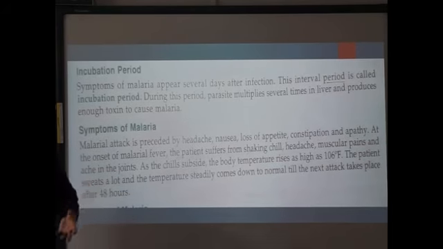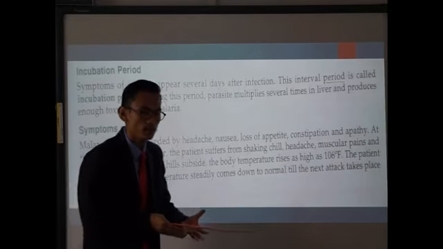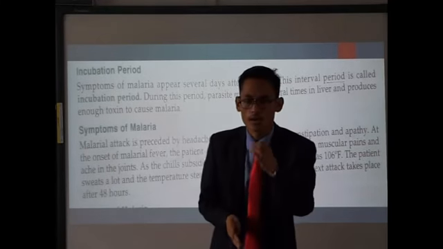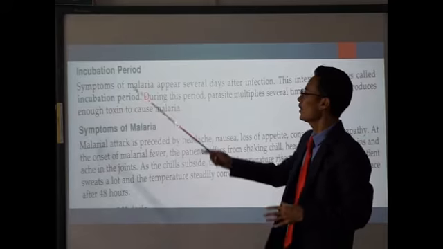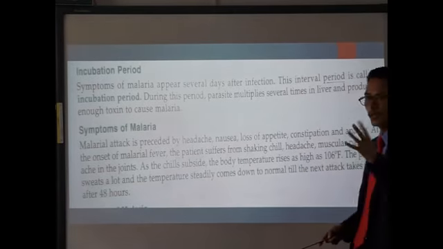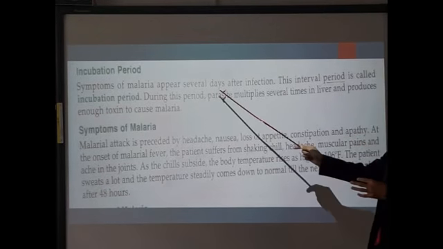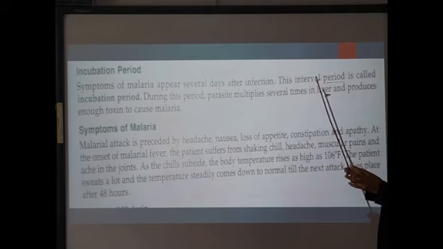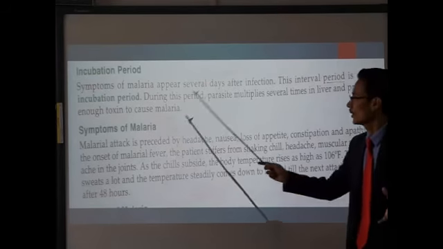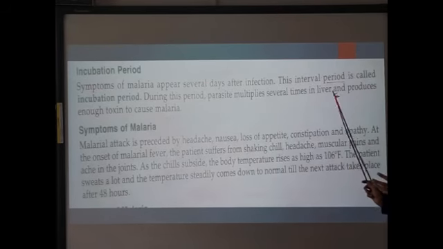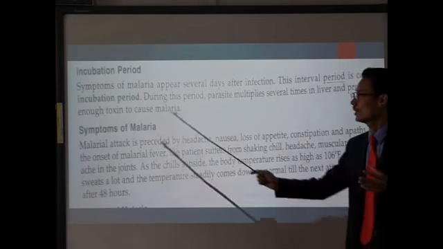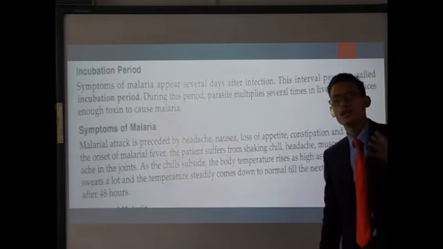Now, what is the incubation period? You know what incubation period is? The time period between the entry of the pathogen into our body and the occurrence of the symptoms of the disease is called the incubation period. So the incubation period of malaria, or of the pathogens, occurs several days after infection. This interval is called the incubation period. Now during this period, parasites multiply several times in the liver and produce enough toxin to cause malaria.